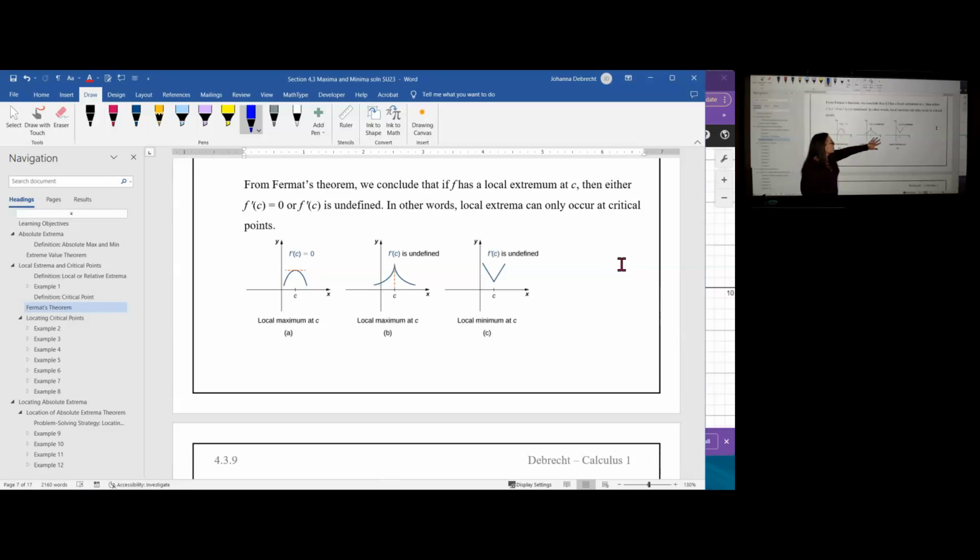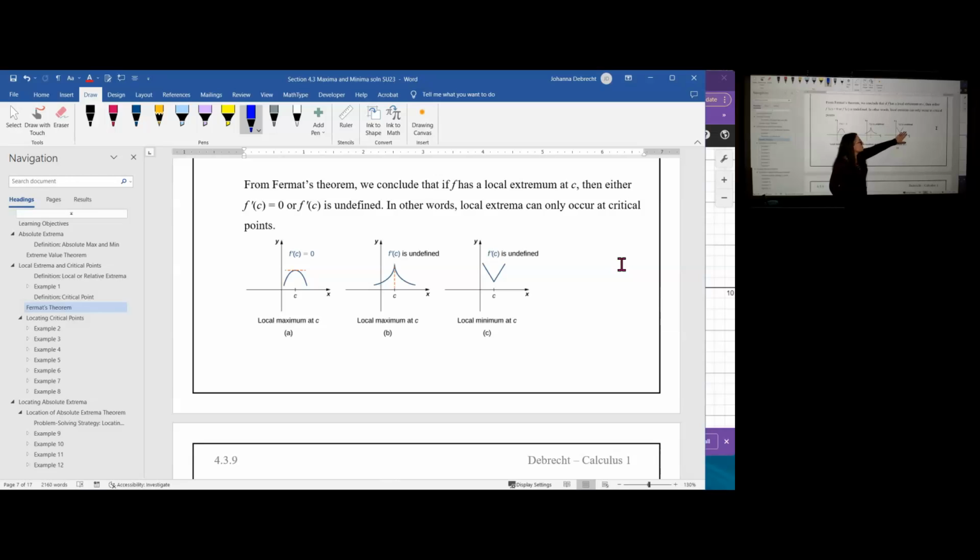Let's take a look at the graph in the center. We have a cusp at c. The y value at c is clearly higher than all the others around, making it the absolute maximum on the interval and a relative maximum because it's in the interior. The derivative will not be defined at the cusp because there's no unique tangent line.